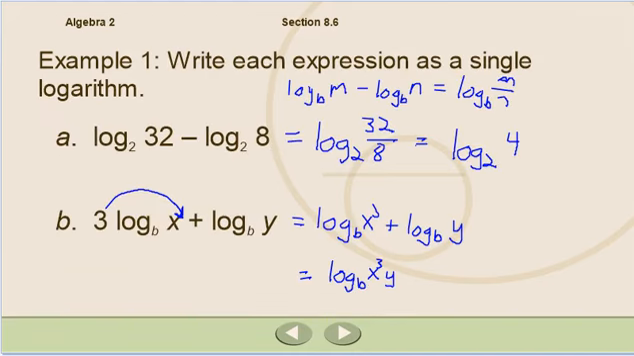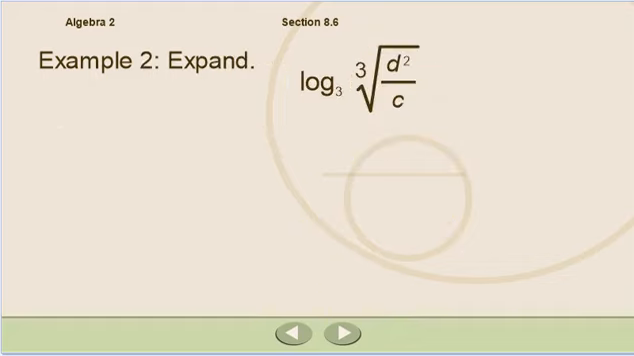So for these two, we'll write each expression as a single logarithm, which sometimes we'll see called condensing. And then in this one we're going to expand. So we're going to expand this into more than one logarithm. So let's start over here so we have some room.